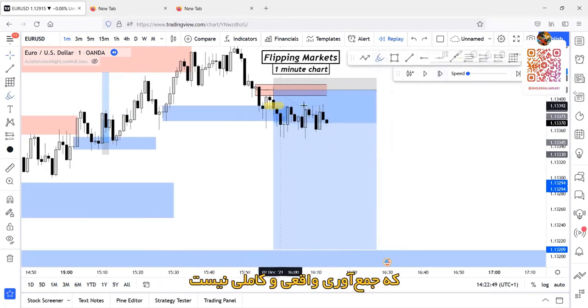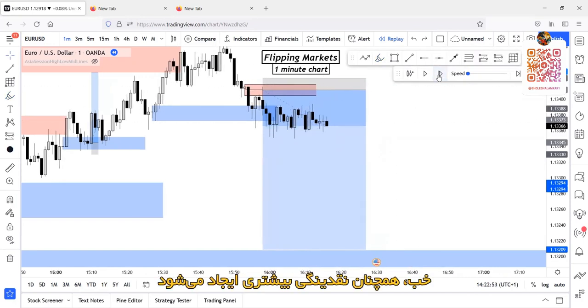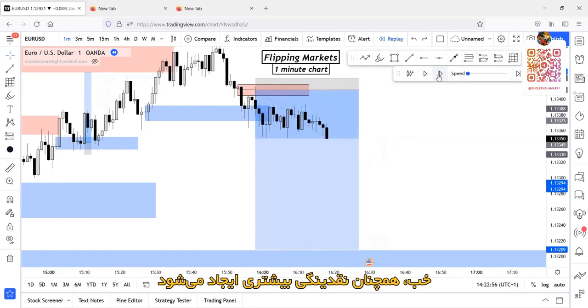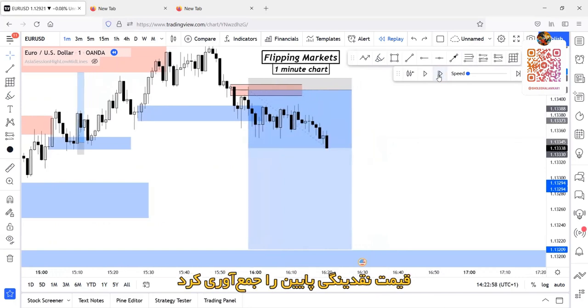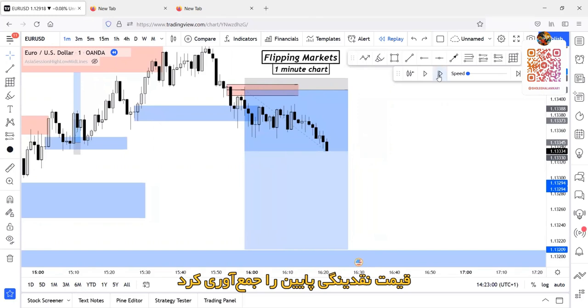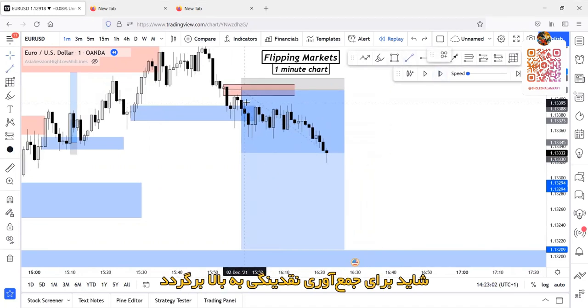That isn't a real sweep. Okay, more liquidity, more liquidity, more liquidity. Price fed the downside liquidity. Maybe it will come up for the upside liquidity here. Let me just mark it.